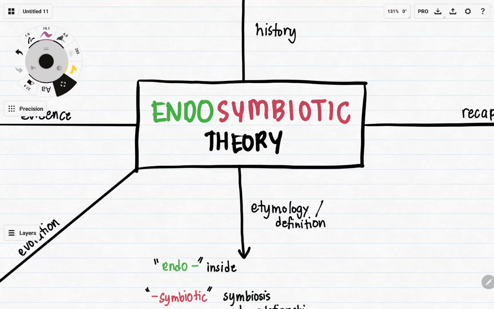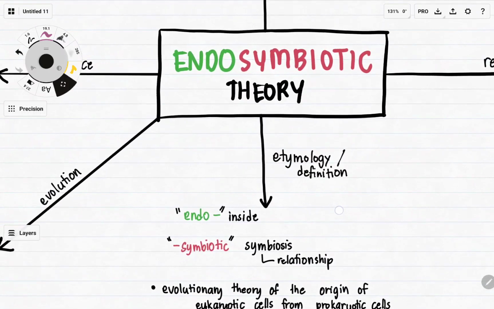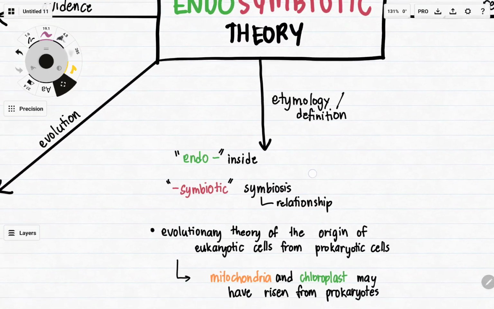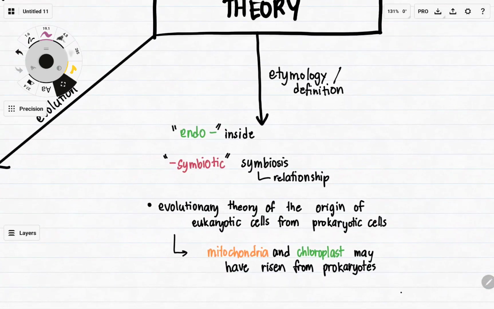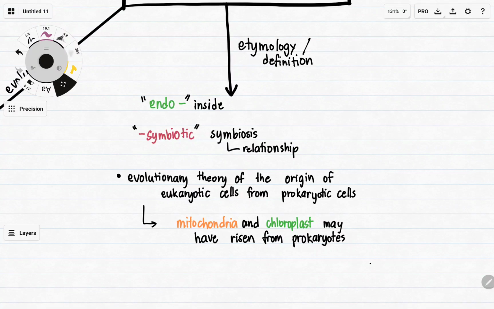So let us now go back to the endosymbiotic theory. Let us first understand the etymology or definition of the name itself. Endo, from the word itself, means inside, and symbiotic comes from the word symbiosis, meaning relationship. From that we have a brief idea of what the endosymbiotic theory means. The endosymbiotic theory is the evolutionary theory of the origin of eukaryotic cells from prokaryotic cells. It is said that mitochondria and chloroplasts may have risen from prokaryotes.